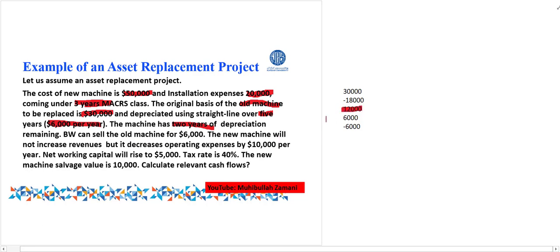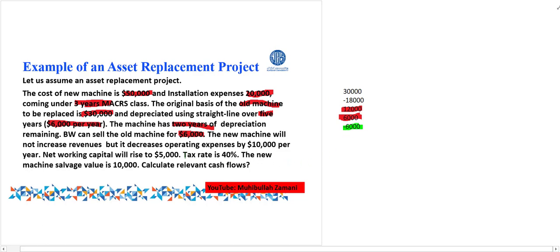Why? 6,000 into 2 became 12,000, but we sell in the market only for how much? For 6,000. So if you sell at the market for 6,000, it means you suffer an amount equal to 6,000. Why? Because you have to sell for 12,000, but you sell it only for 6,000. So definitely you suffer 6,000 in the old project.